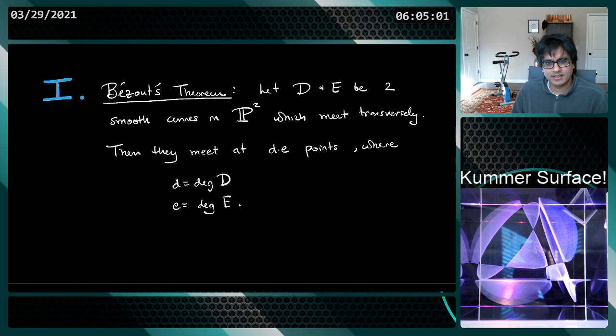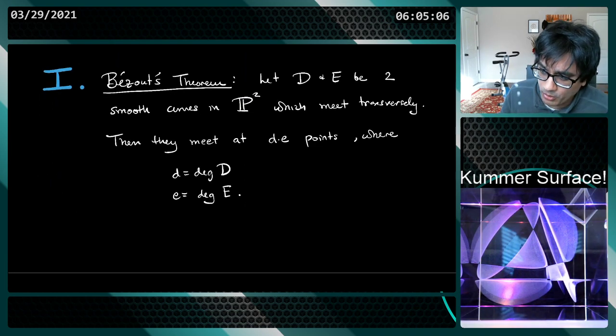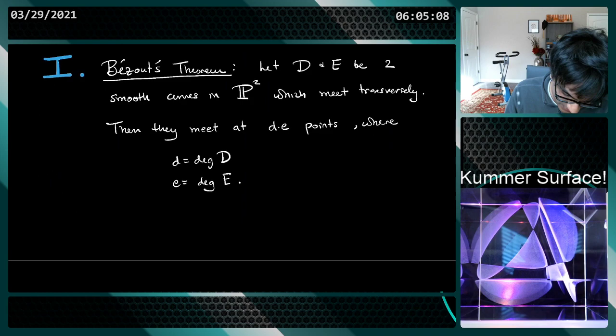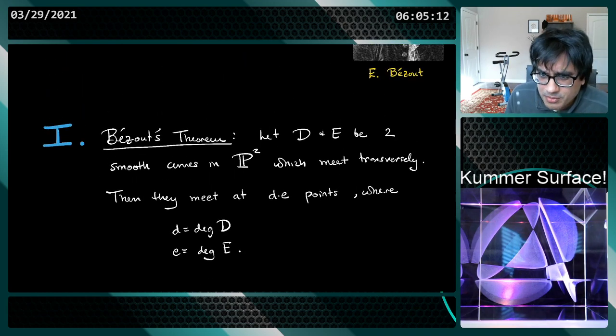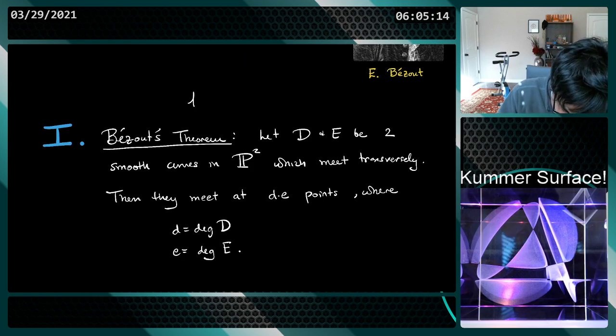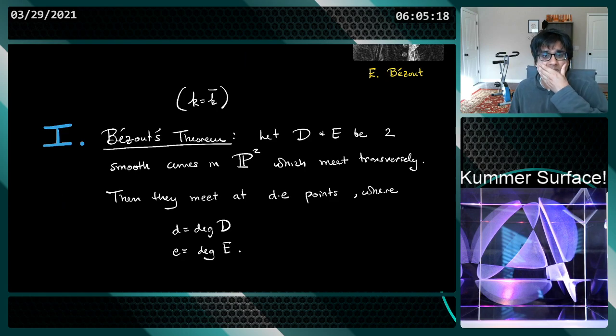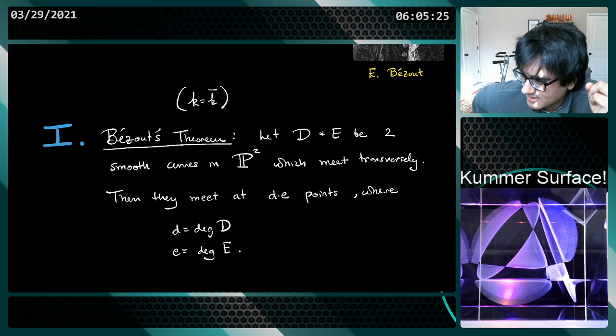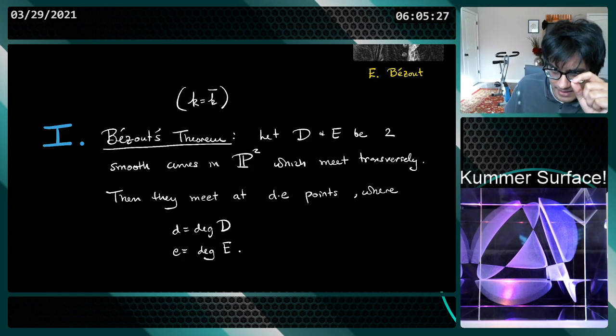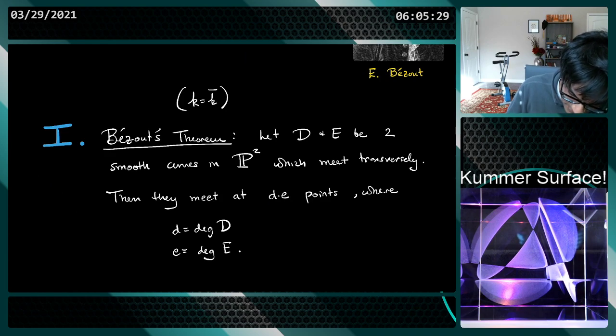Okay, so this is the statement. Now there are some important assumptions. An important assumption is that we work over an algebraically closed field. That's one important assumption. The second assumption is in the statement. It's P2.